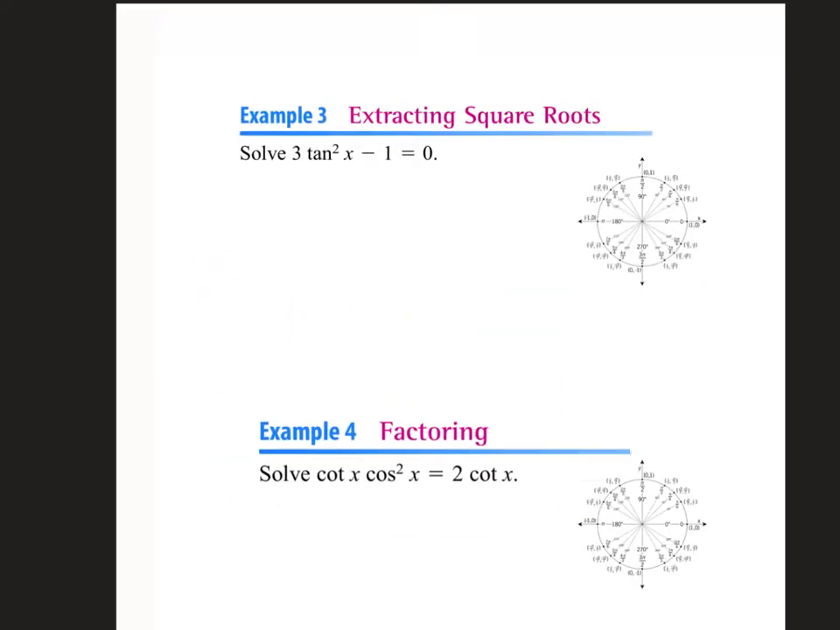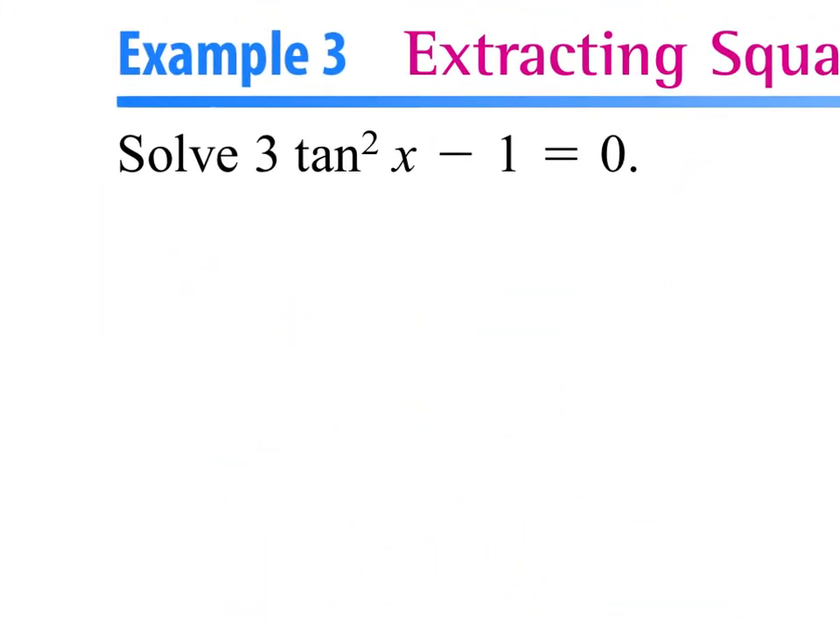Example 3. Here we have tangent. So 3 tangent squared x minus 1. What should we do first to get that tangent all by itself? Add the 1. So 3 tangent squared is equal to 1.